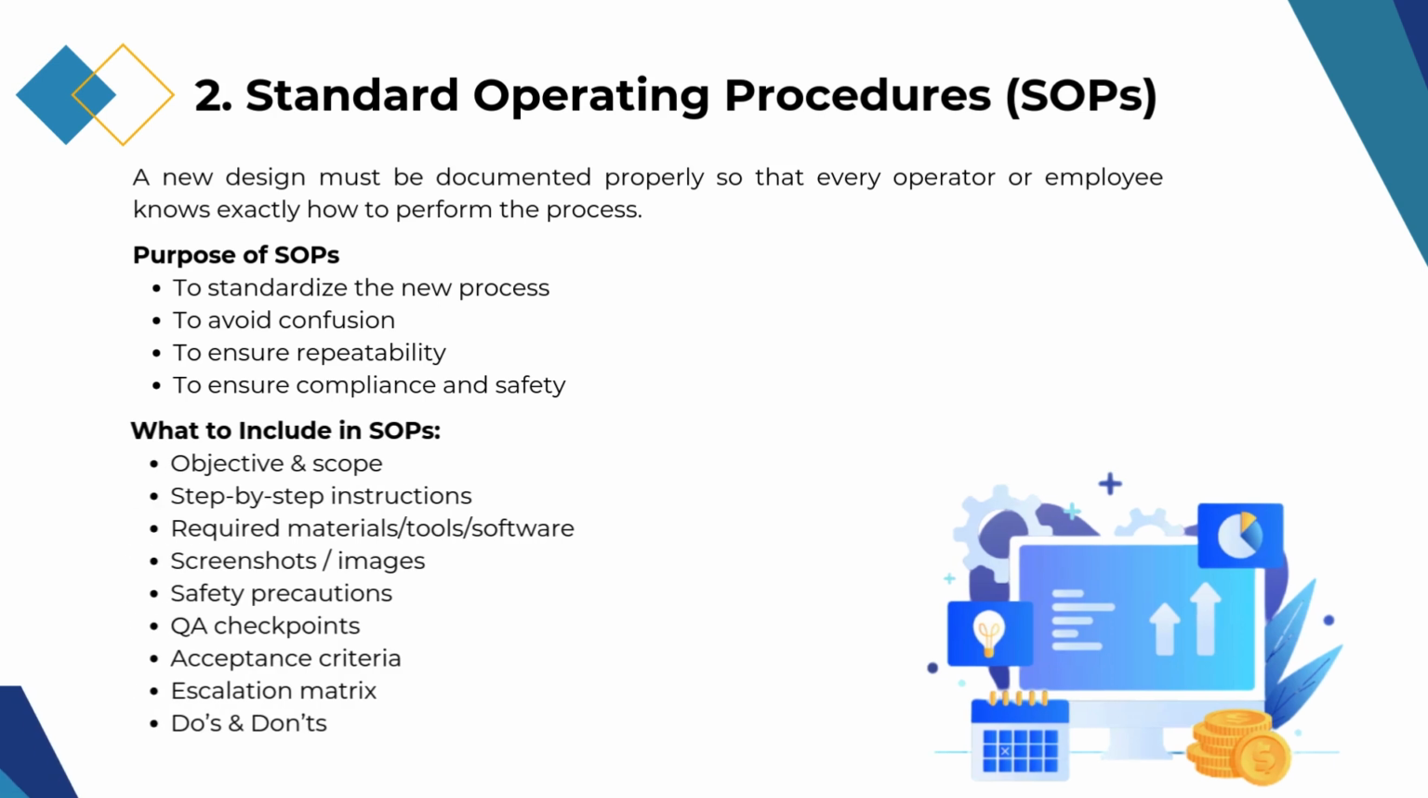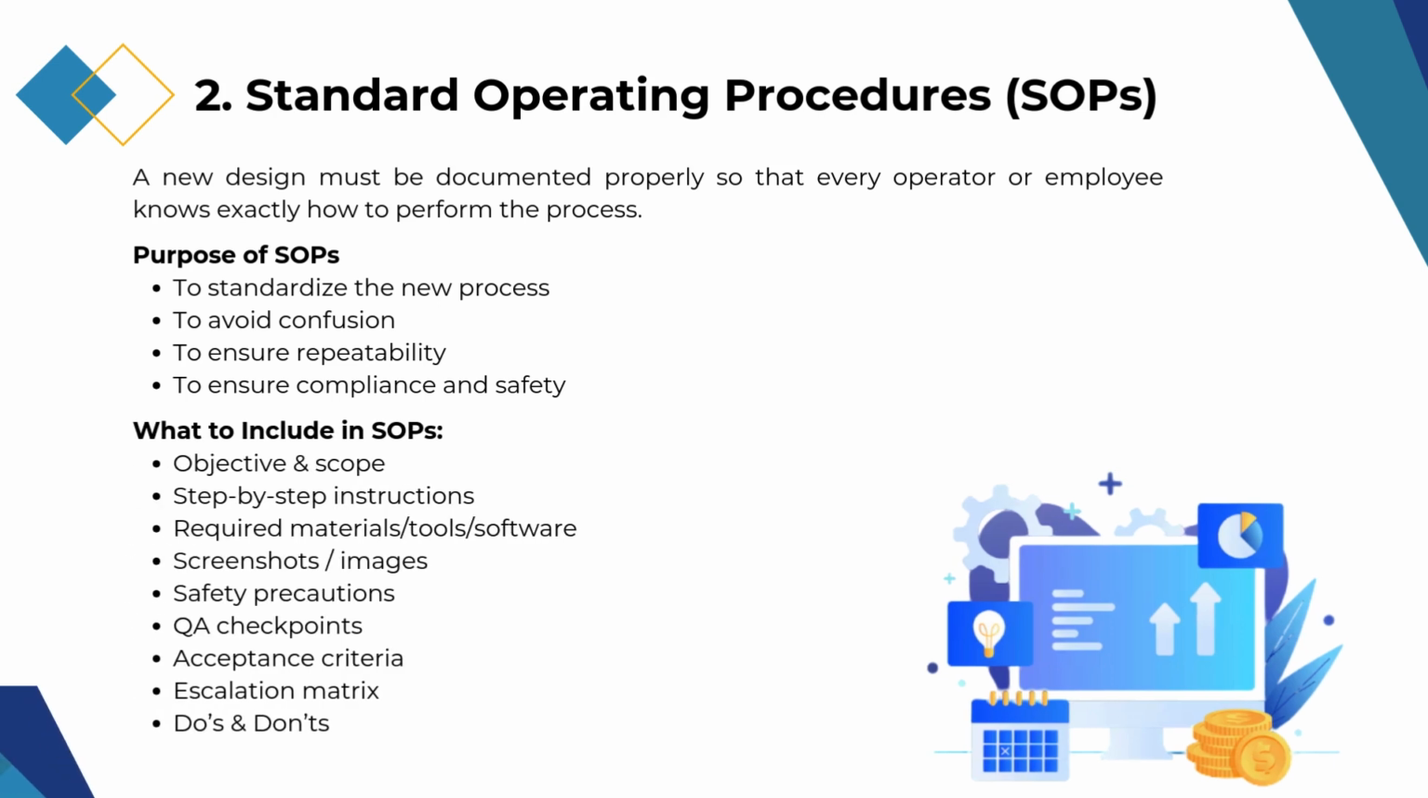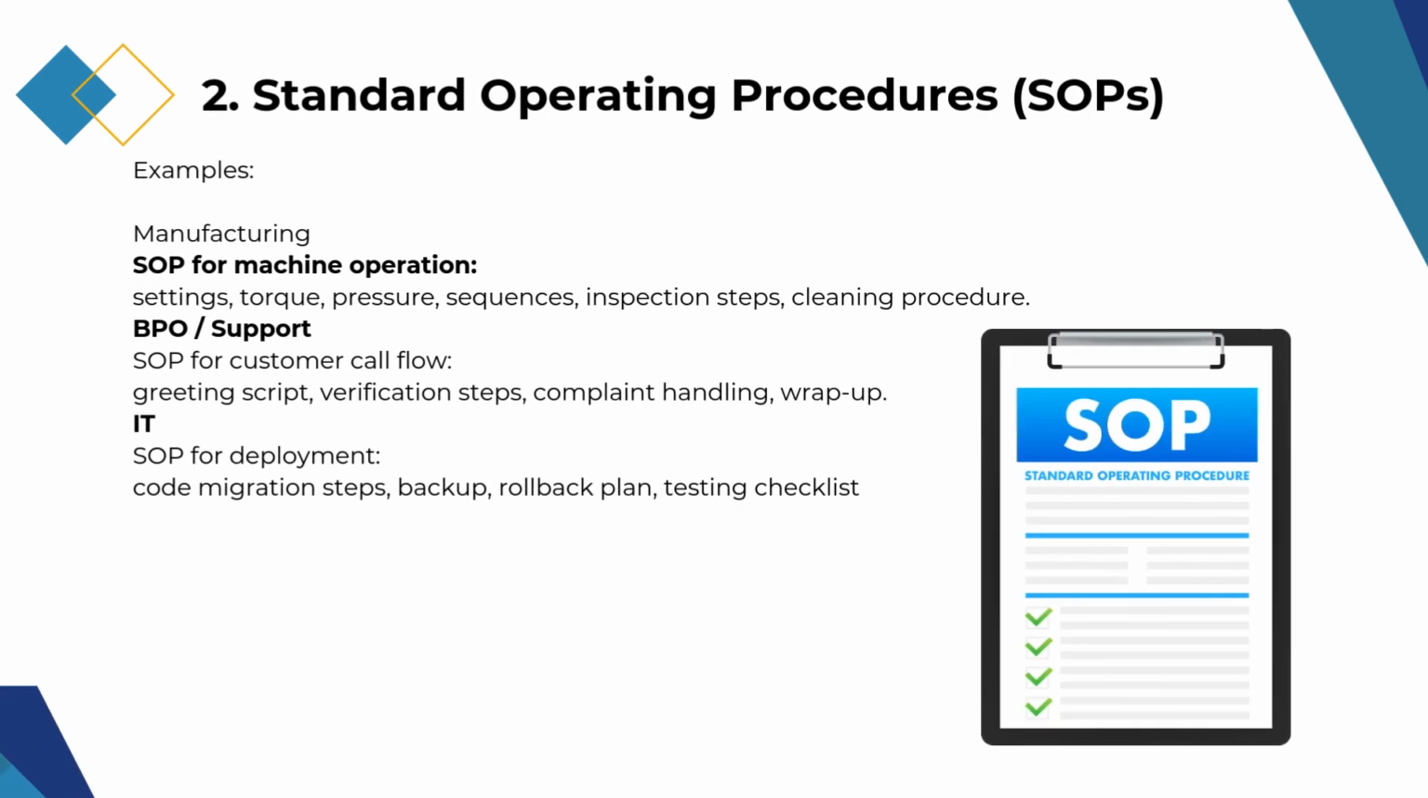This slide explains the importance of Standard Operating Procedures (SOPs). SOPs document the new process so everyone performs it the same way, helping standardize work, avoid confusion, and ensure repeatability, compliance, and safety. It also highlights key elements to include, such as step-by-step instructions, tools, safety checks, QA points, and escalation guidelines. This slide gives practical SOP examples across functions.